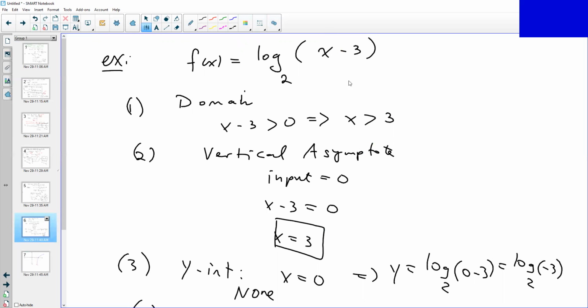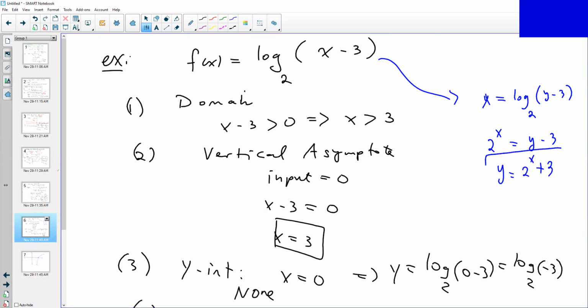Okay, so what is the exponential corresponding to this? Let me also write that. First I will write it like this: x equals log base 2 of (y minus 3). Then it will be 2 to the x equals y minus 3. Then add 3 to both sides: y equals 2 to the x plus 3. And that's the inverse function. So I can put the inverse function on the same graph like this.